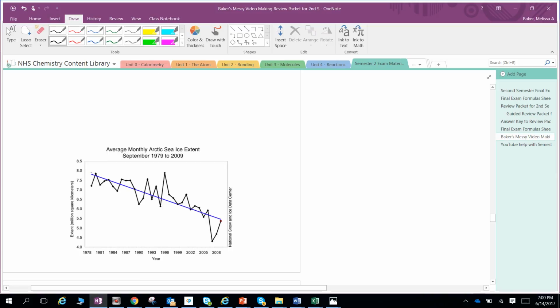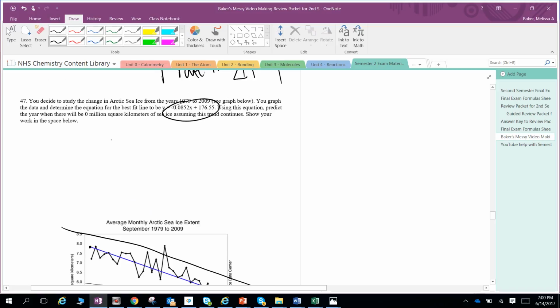continues. So I can see starting back in like 1979 that there were almost 8 million square kilometers of Arctic sea ice. And in the year 2009, we were down, looks like underneath 6 million square kilometers. So I see a decrease over time in the Arctic sea ice. So let's use this graph. If I set y equal to 0 million square kilometers, I can figure out the year, which is x, that we're going to hit 0.